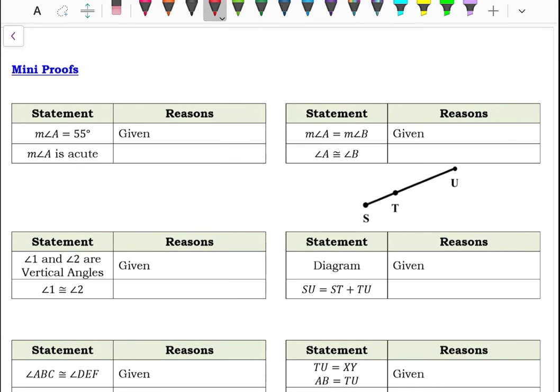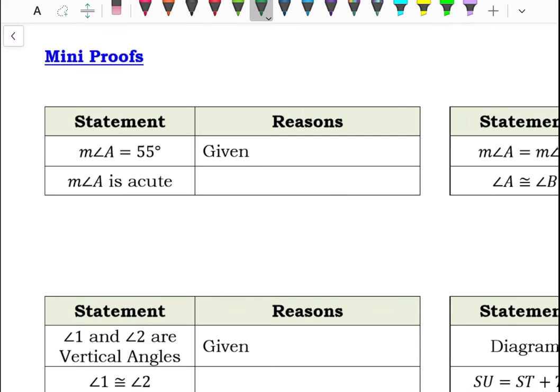Okay, now we got a bunch of mini proofs to do. So mini proofs are just, it gives you a statement with a given, and it gives you another statement that you're trying to prove, and you just have to fill in the reason for how we know that that's true. So this first one, we know angle A is 55, that's our given. So we're trying to say that angle A is acute. How do we know that it's acute? Well, acute means that an angle is less than 90 degrees. 55 is less than 90 degrees, so we know it's acute.